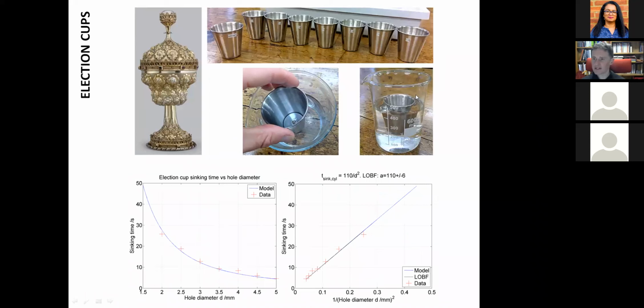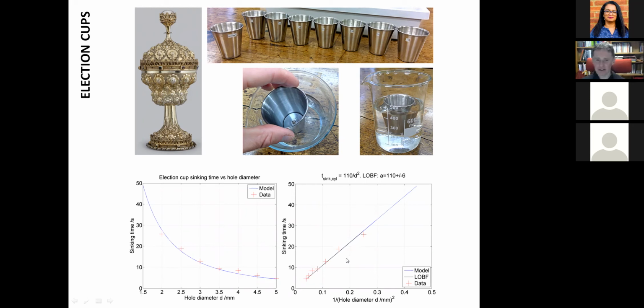This is election cups, which is a little practical I devised a few years ago. It's a bit like Eliza, there's a hole in my bucket. We did this with the Olympiad training camp last year. Essentially, we've got different holes in each of these metal shot glasses. How long does it take to sink? It's a really fun experiment to do. What you find is it's an inverse square law. As the hole diameter doubles, the time it takes to sink will quarter. And you can do a line of best fit, all the techniques we had at the bottom, if you've been on this course for a while.